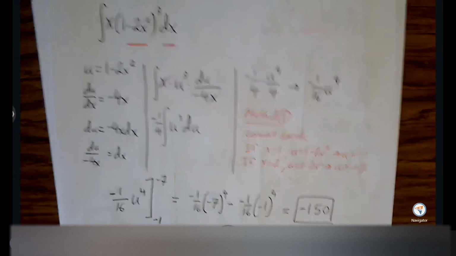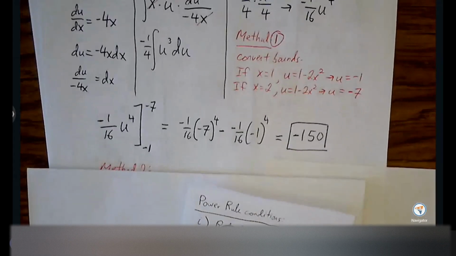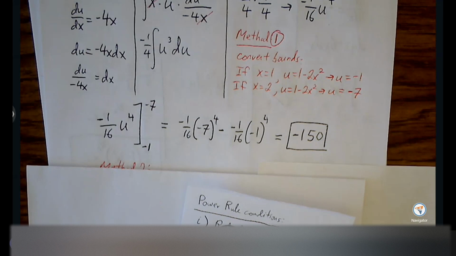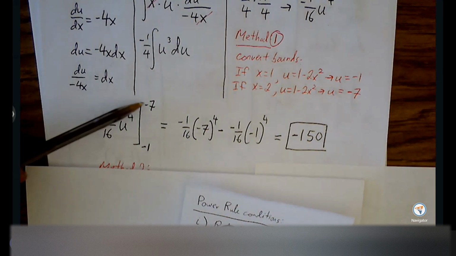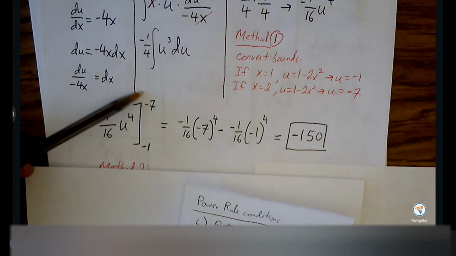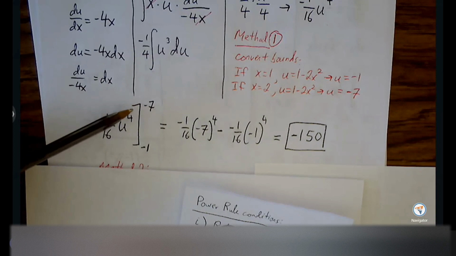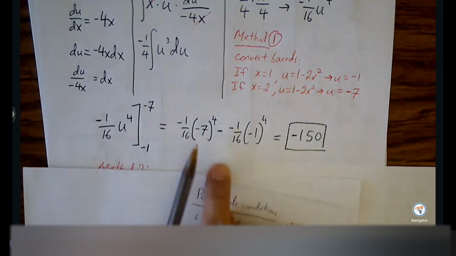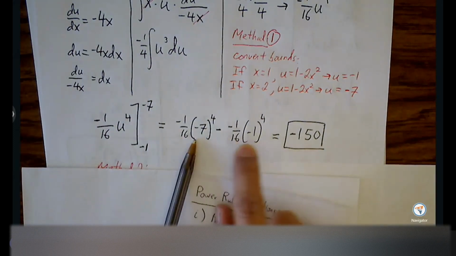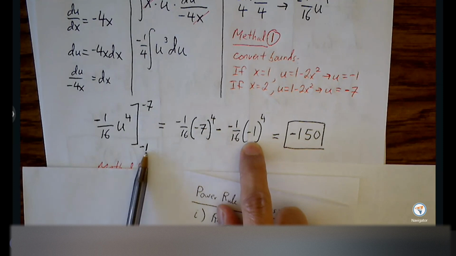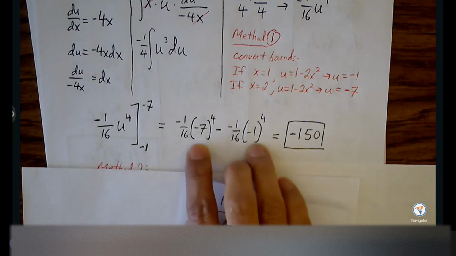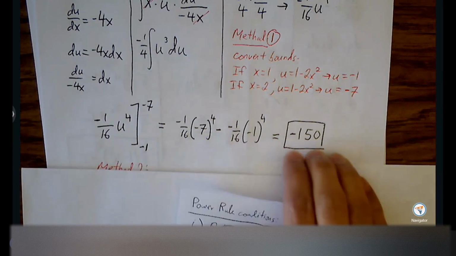So now that I have matching variables, my antiderivatives in terms of u, my bounds in terms of u, I'm going to start my process, right? Start plugging in. Now I'm ready to plug in. So -7 goes in for u, minus, then we repeat the process for the lower bound, plug -1 in for u. Bring that up, you get -150.